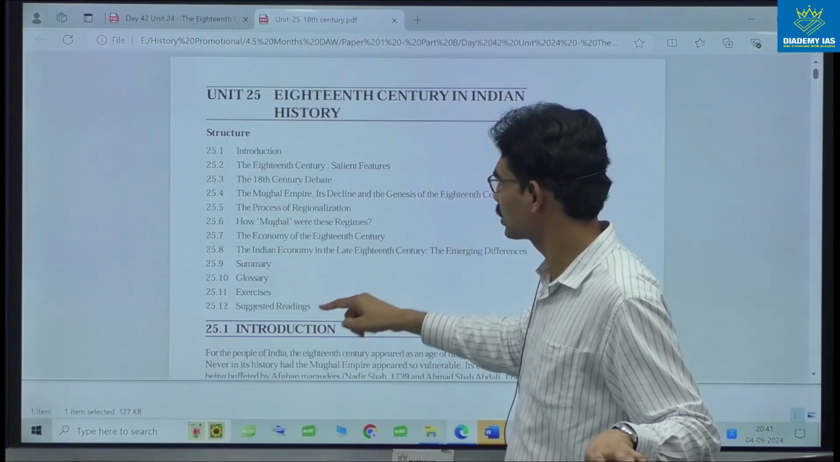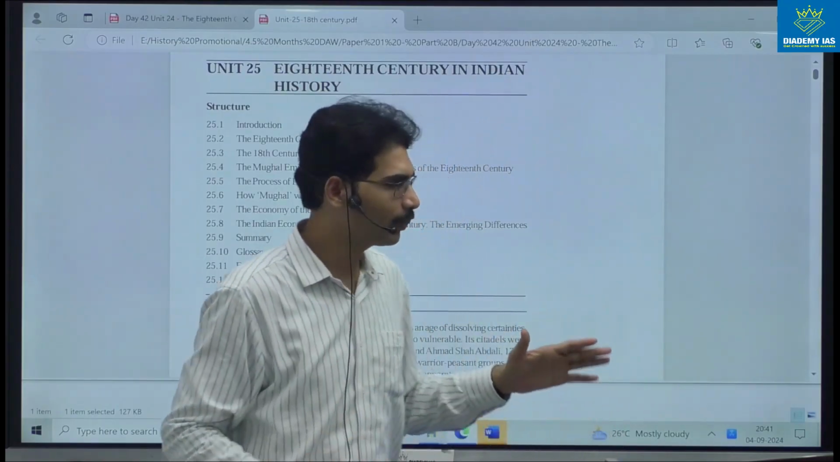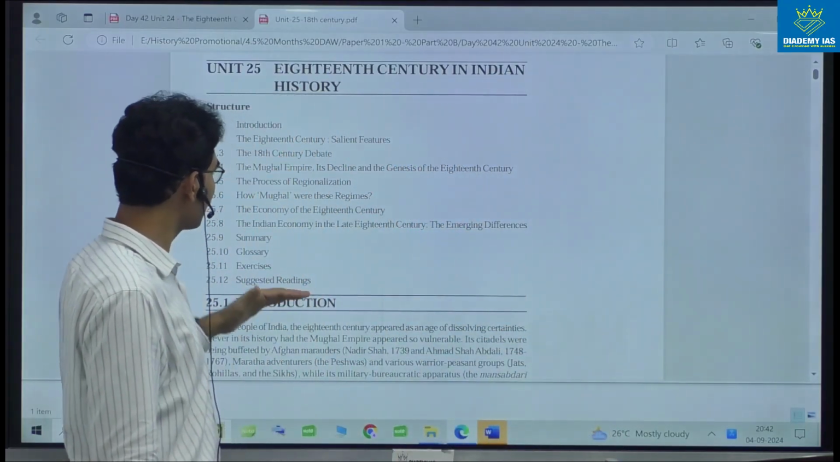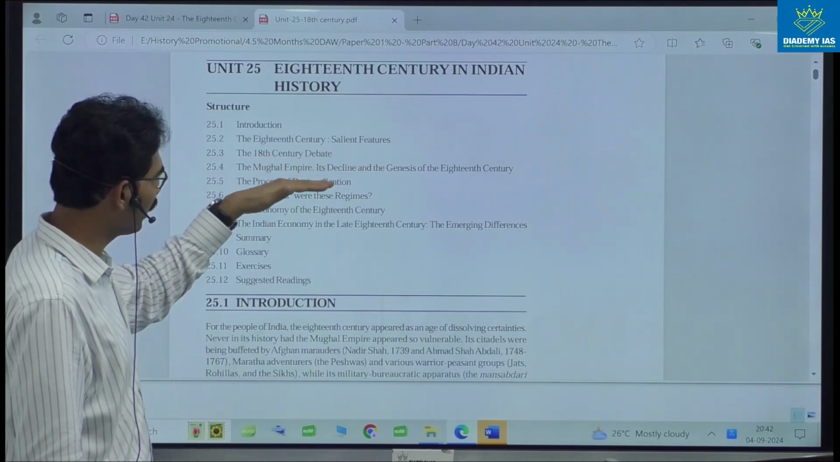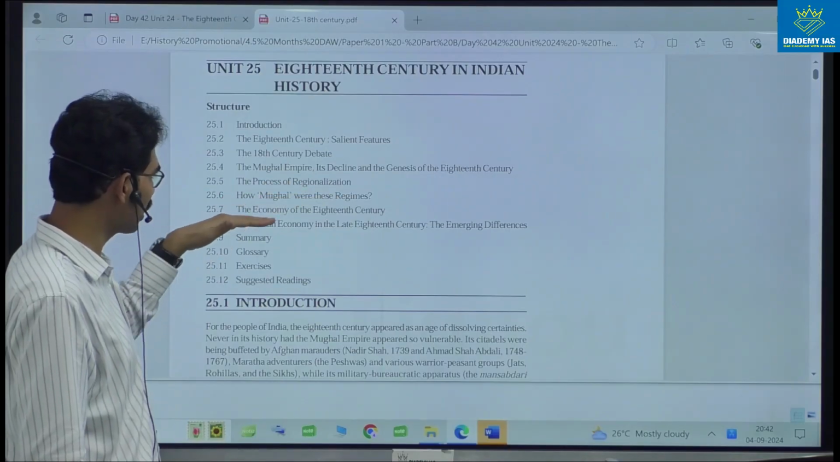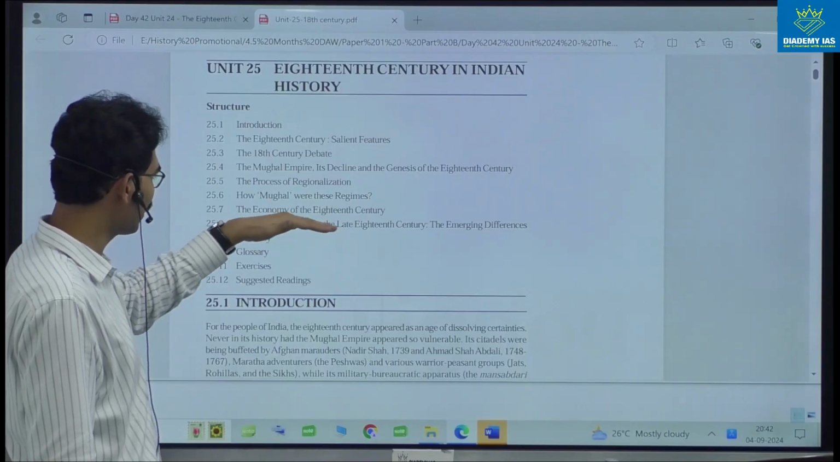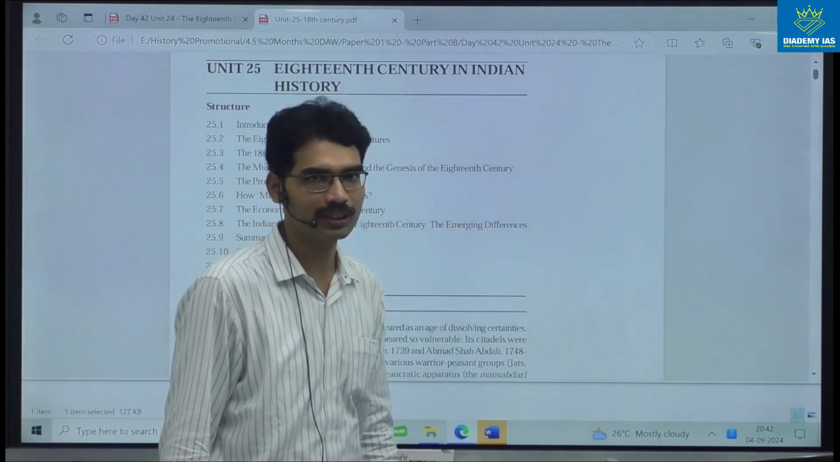Then you just need to study this. This is IGNOU material. For this particular topic, this was clearly given: the 18th century salient features, the 18th century debate, Mughal Empire, its decline and genesis of the 18th century, process of regionalization, how Mughal these regimes were, the economy of the 18th century, Indian economy in the late 18th century, the emerging differences.